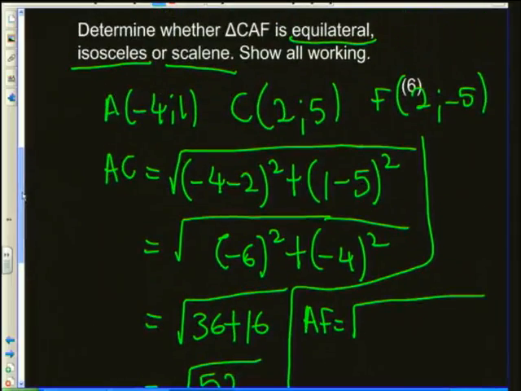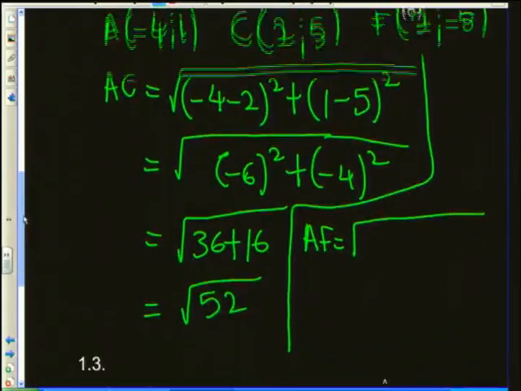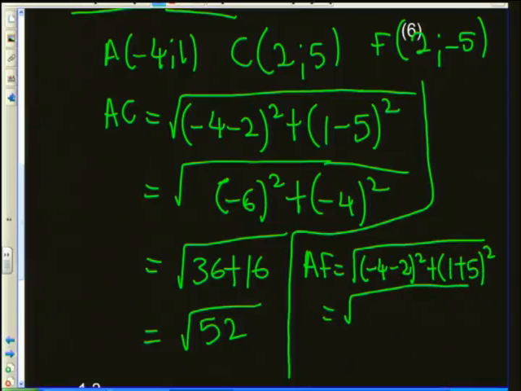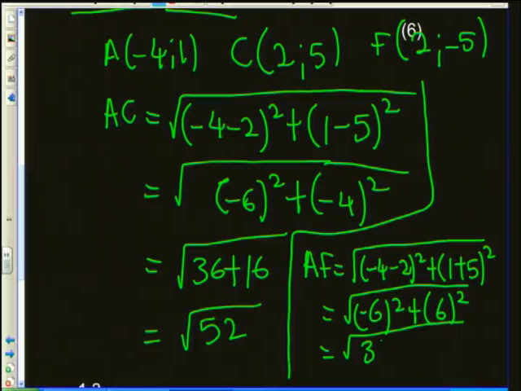And what are the coordinates? -4, 1, and 2, -5. So it's a change in the x values. So it's going to be -4 minus 2 all squared plus the change in the y values, which is 1 minus -5. So it's 1 plus 5 all squared. And this means that this is going to be -6 all squared again plus +6 all squared, which is the square root of 36 plus 36, which is the square root of 72.